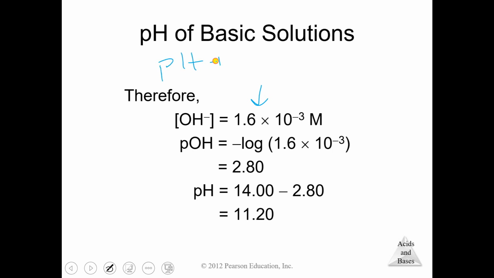To find the pH, remember, pH plus pOH equals 14. That was another formula I gave you last week. So we're going to say 14 minus 2.80 gives us a pH of 11.20. This should make sense because this is a basic value of pH. 11.20 on the pH scale indicates something is basic. And we are talking right now about weak basic solutions.